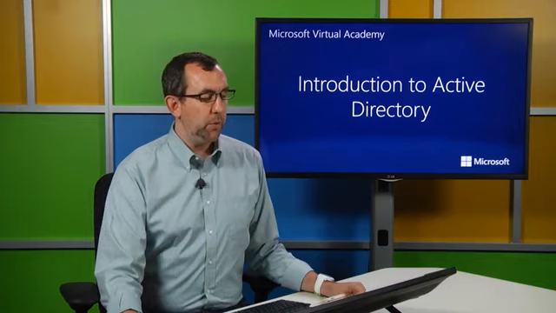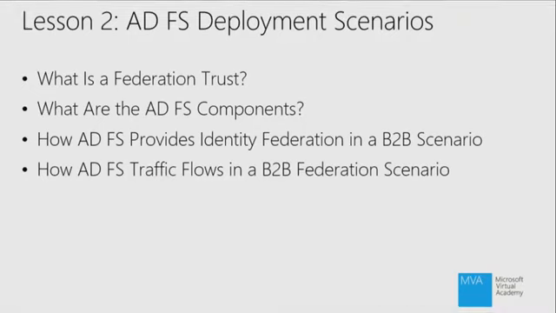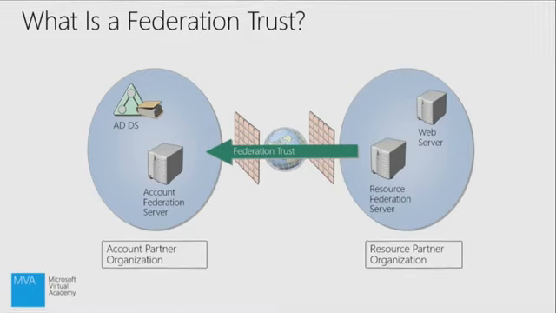We're going to jump into lesson 2, talk a little bit more in detail about Federation trusts and what they are. What is a Federation trust? Well, it is the ability of one organization to trust another for some component of authentication. In this case, it's a resource partner organization trusting an account partner organization. If we're the resource partner, we're allowing those accounts to authenticate to use our resources. That's the way these trusts flow. It is one way by default.